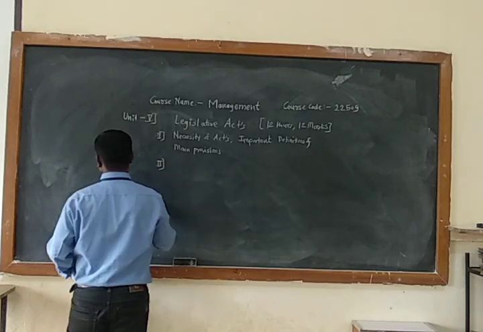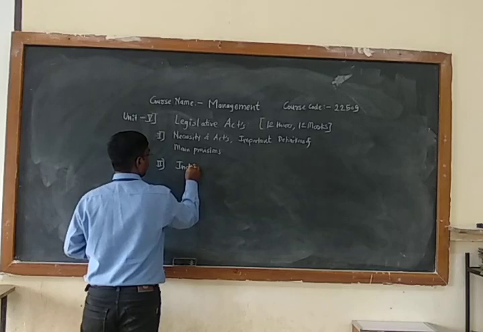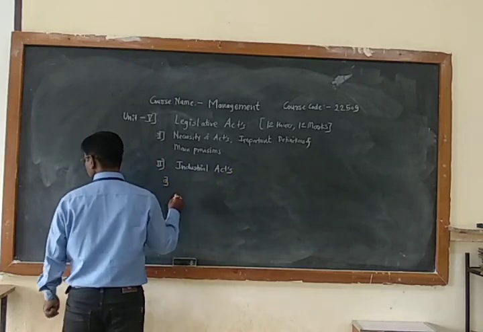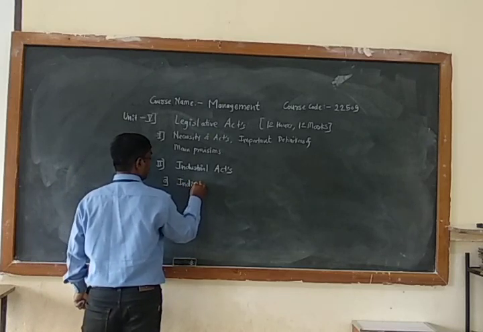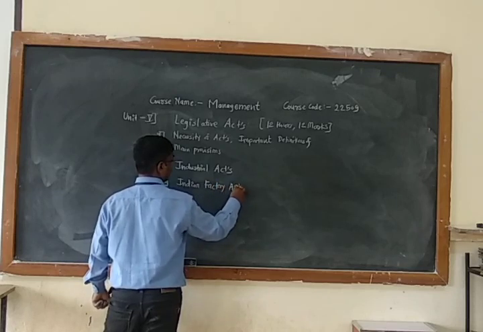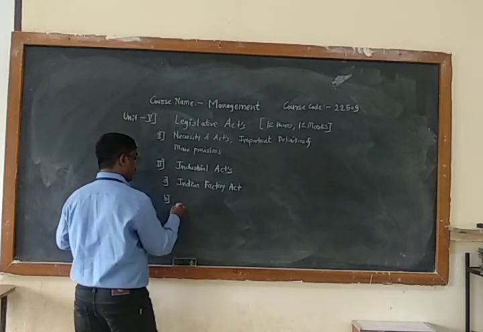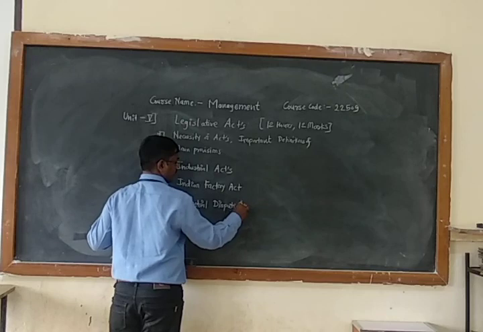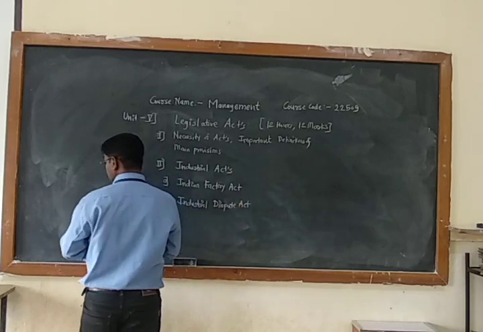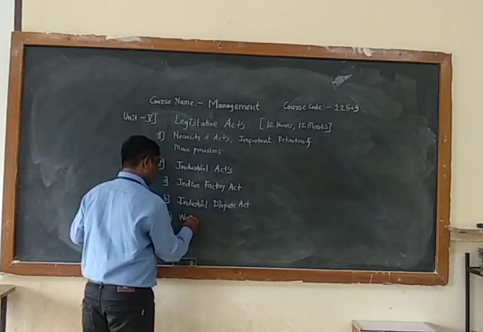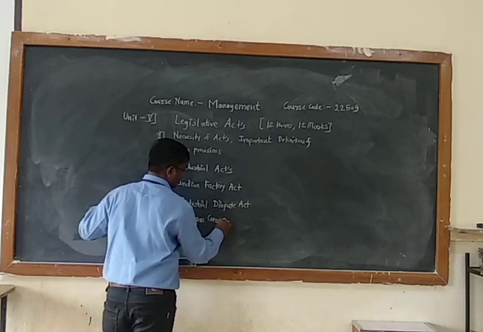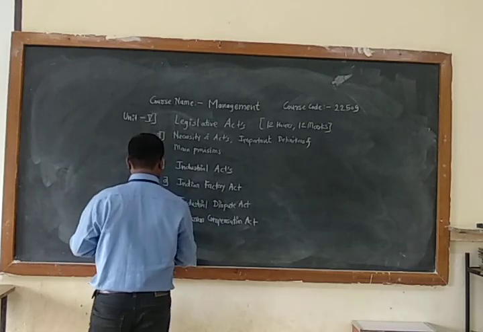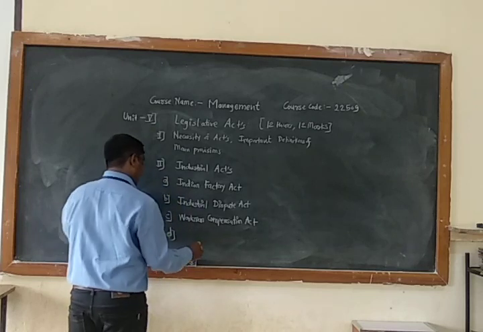And the second part has the 4 industrial acts, that is nothing but the first one, Indian Factory Act. The second one is Industrial Dispute Act. The third one, Workman Compensation Act. And the last one, Minimum Wages Act.